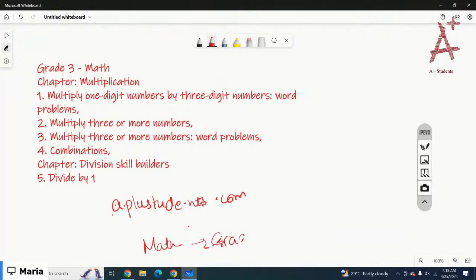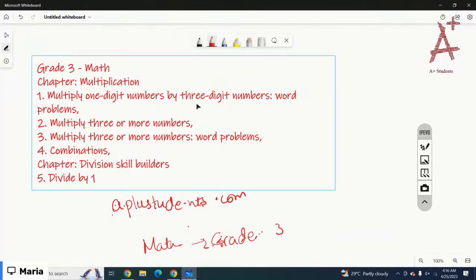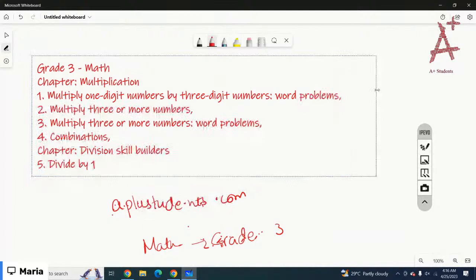Scroll down to grade 3 and then click on view all lessons. There you can find a list of the chapters. We're going to start with the chapter multiplication. The lessons are multiply a one digit number by three digit numbers with problems, and multiply three or more numbers word problems, combinations. Then we'll start a new chapter that is division, skill builders, and we will cover a lesson that is divide by one. So let's start with the first lesson, multiply one digit number by three digit numbers word problems.